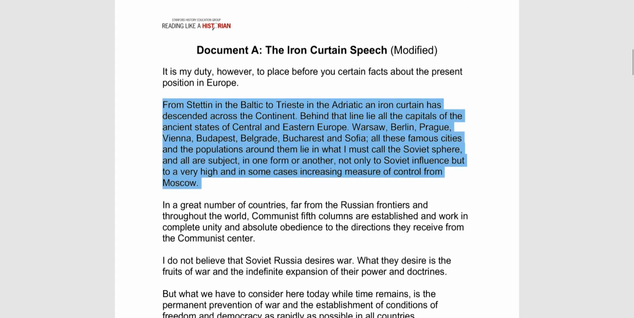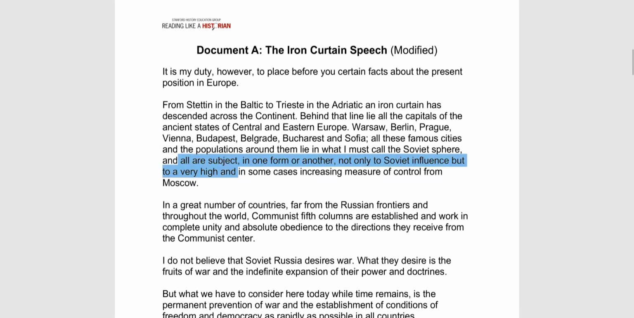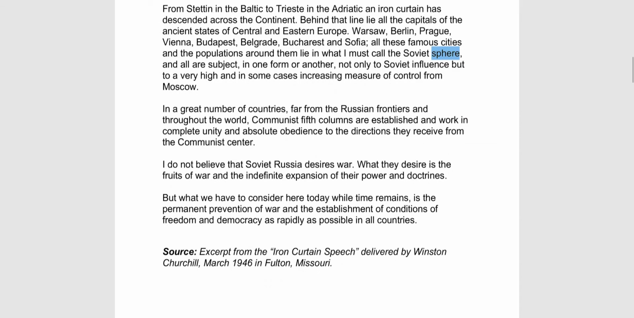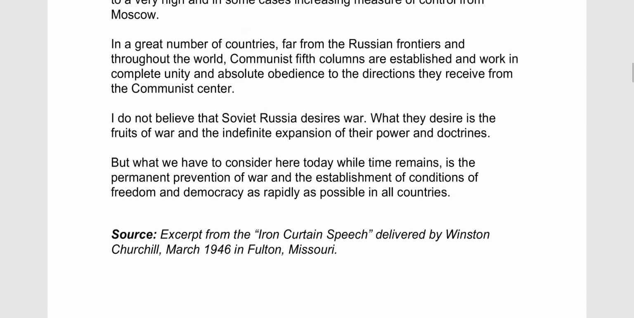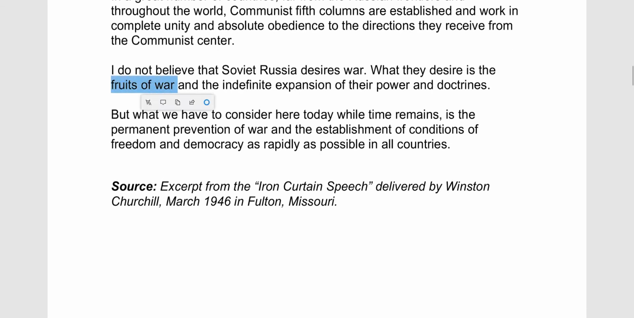Clearly, Churchill believes that there's a range of countries in Central and Eastern Europe who are subject to increasing control from Moscow. They're concerned about that sphere of influence, which is something we talked about a few weeks back. In these countries, even though it's far from the Russian boundary, communism is spreading, and it's requiring absolute obedience. It's taking all directions over these countries. And Churchill doesn't think that Soviet Russia wants war, but they do want the benefit of what war brings and the expansion of their power and their influence. So if that's the case, then he's calling for democracy to spread as rapidly as possible.